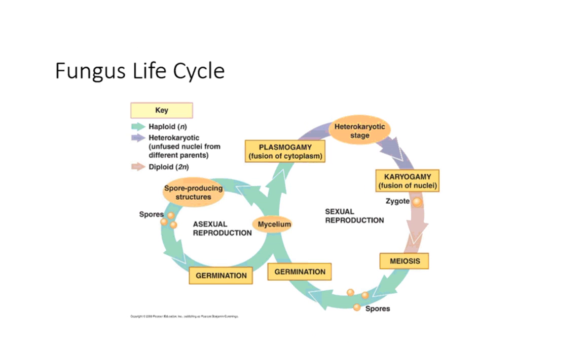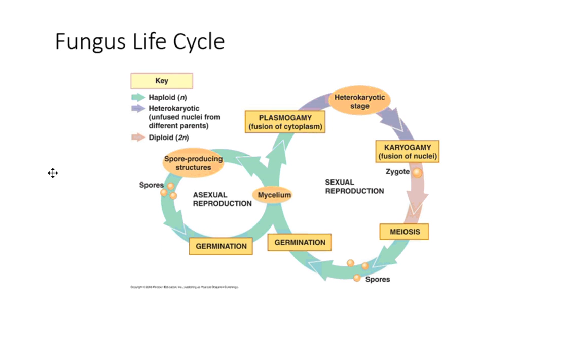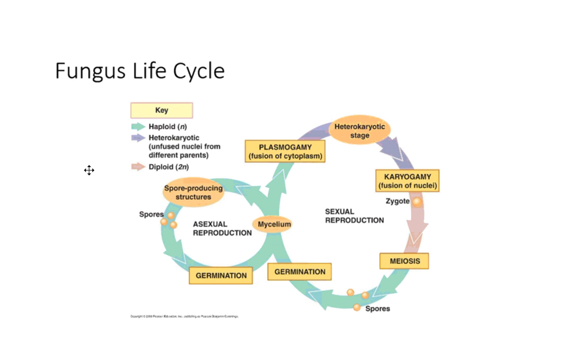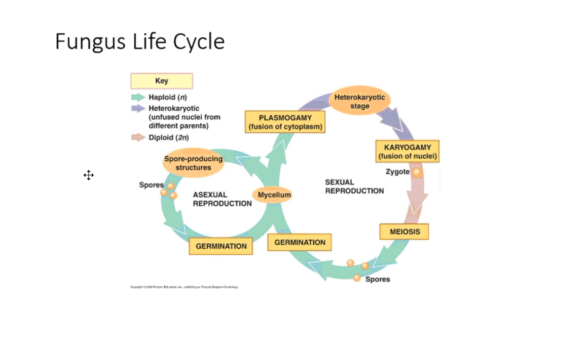The fungal life cycle looks like this. The fungus spends a lot of its life doing asexual reproduction, and that means that these individual cells, these hyphae strands, go through mitosis, and they are actually haploid in their arrangement. They only have half the number of chromosomes that are available.